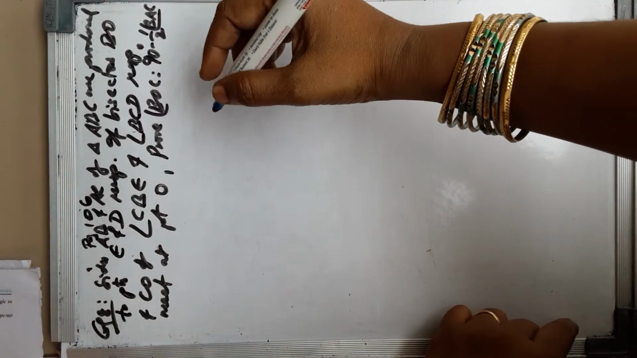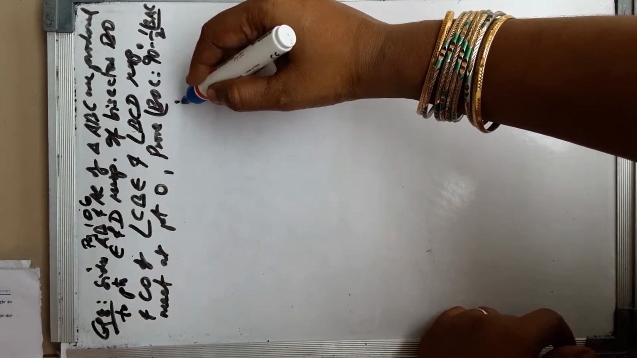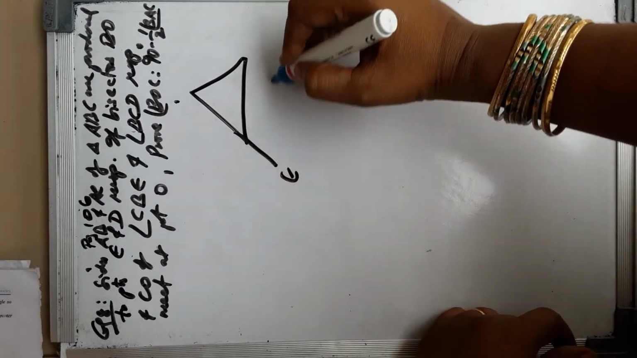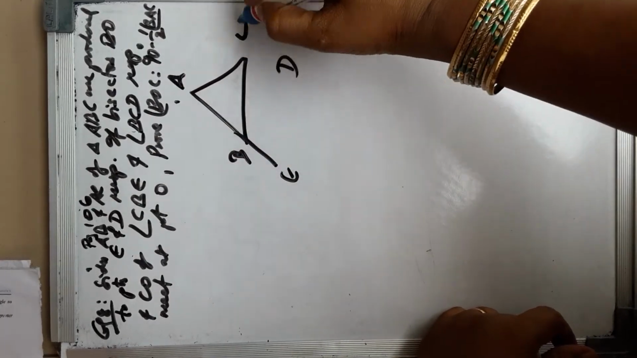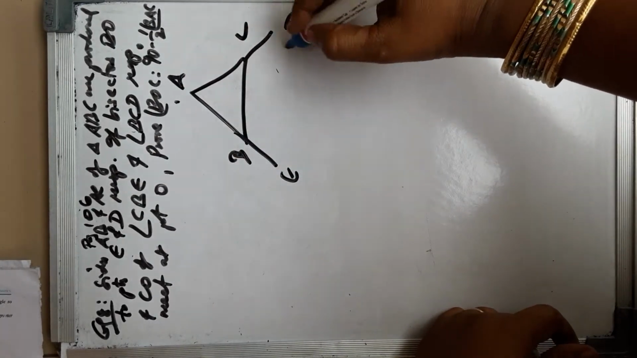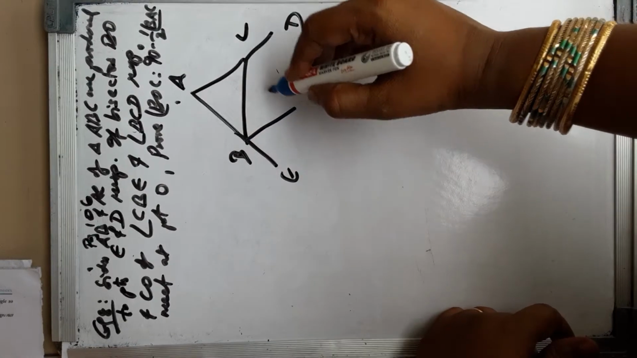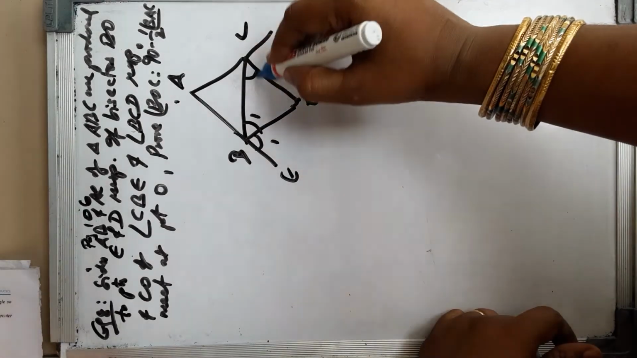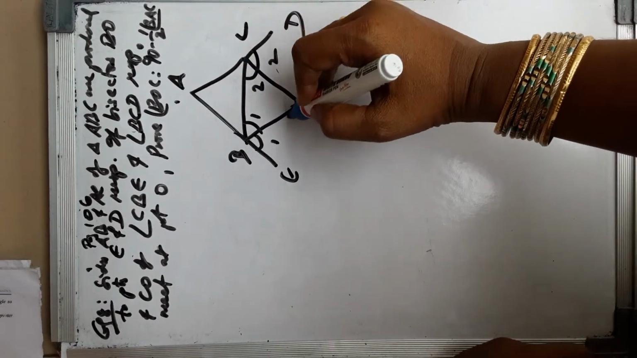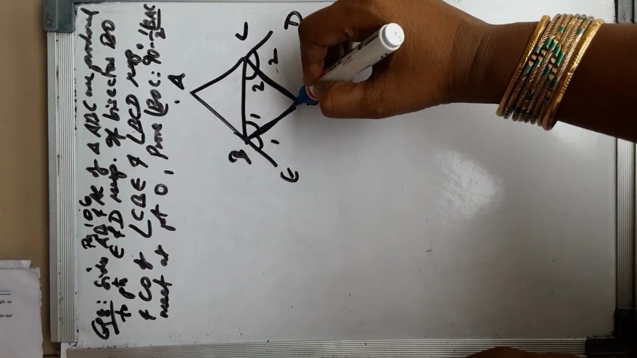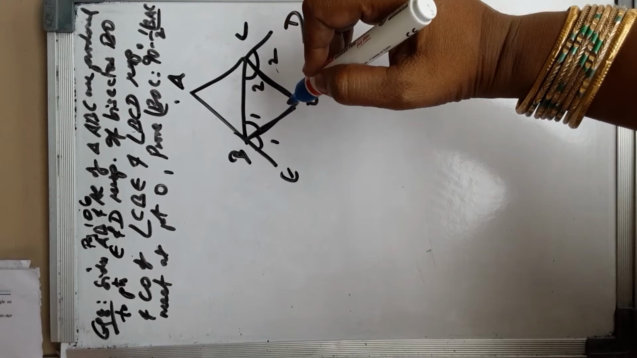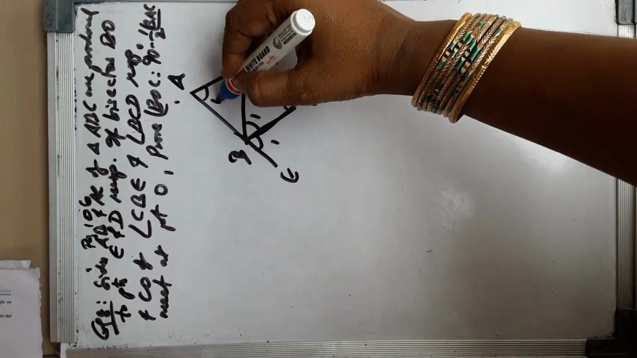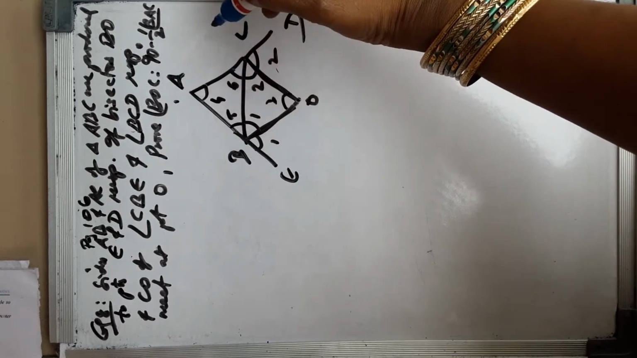First, I shall like to explain the problem. A triangle ABC with extension to E and D, with bisectors intersecting at point O. That is, these angles are equal and these angles are equal, as these lines CO and BO are bisectors. Let these angles be 3, 4, 5 and 6 for convenience sake.